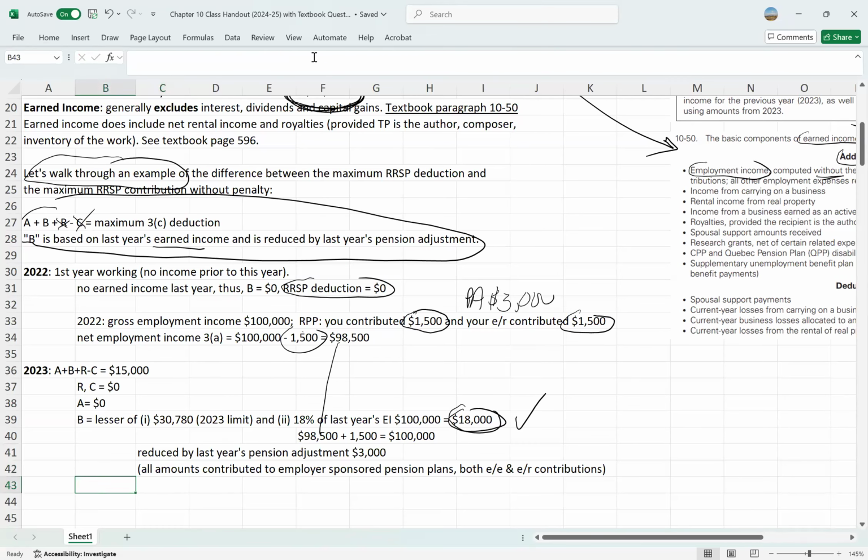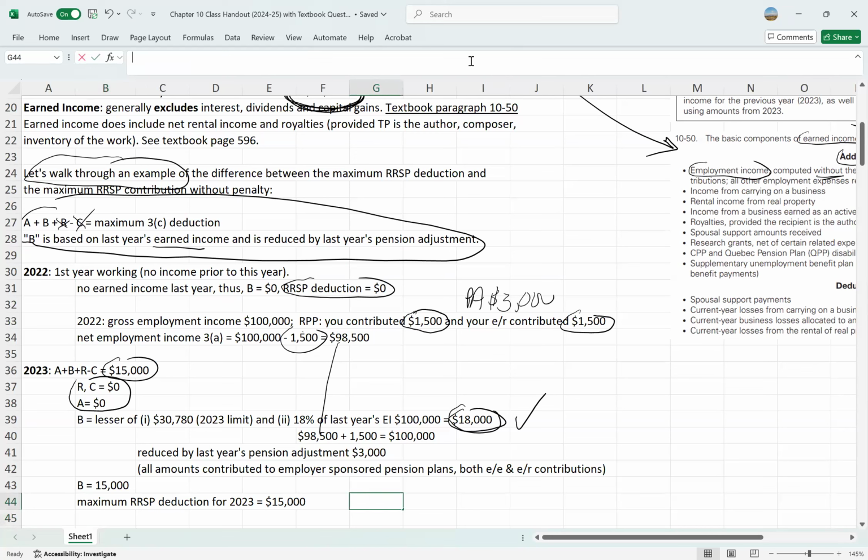So then our B amount is equal to 18,000 minus 3,000, which is 15,000. Since R, C, and A are all zero, the formula that gives us our maximum RRSP deduction for 2023 will equal $15,000. And I put the answer up here as well. And that's sort of how we got the 15,000. Any questions about how we got the 15,000, first of all? So that's the maximum that can be deducted.